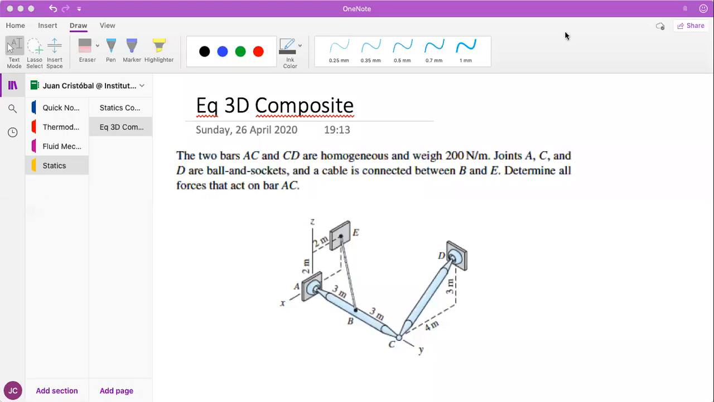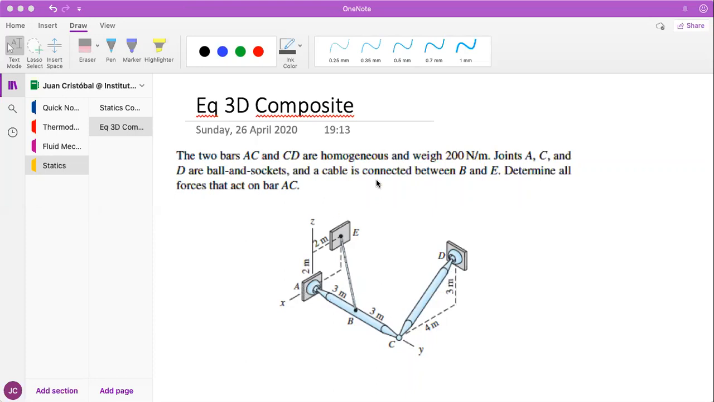Okay, guys, so we are here again to do this equilibrium 3D, but with two bodies. That is a composite 3D equilibrium problem. We're going to start by reading what they're asking you to get. Find all the forces that act on the bar AC. So this is just one bar, but you have overall two bars over here. They are connected here at C, so that's why it's a composite problem.